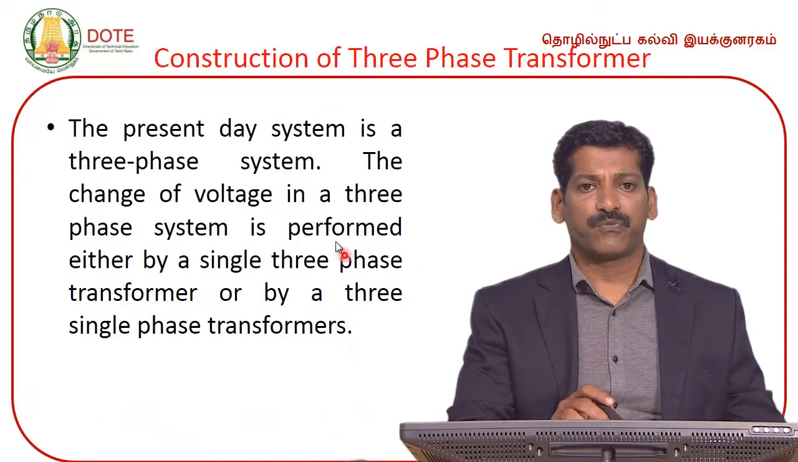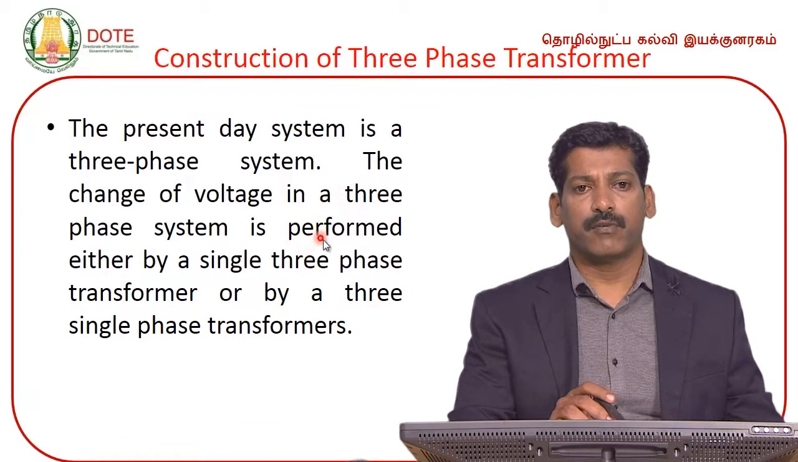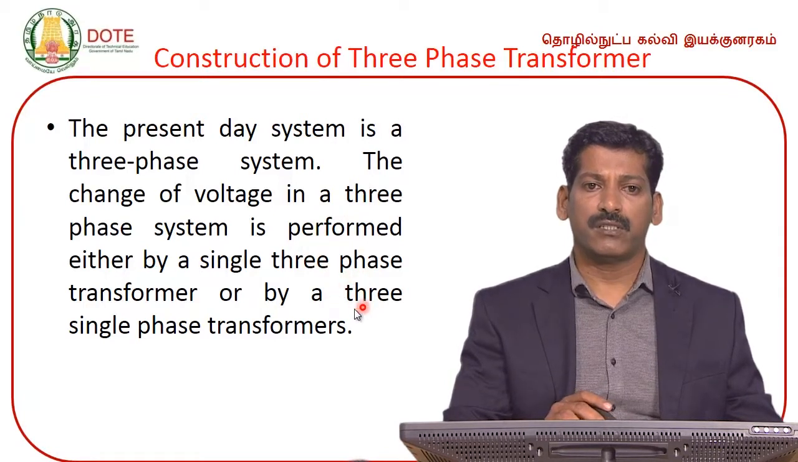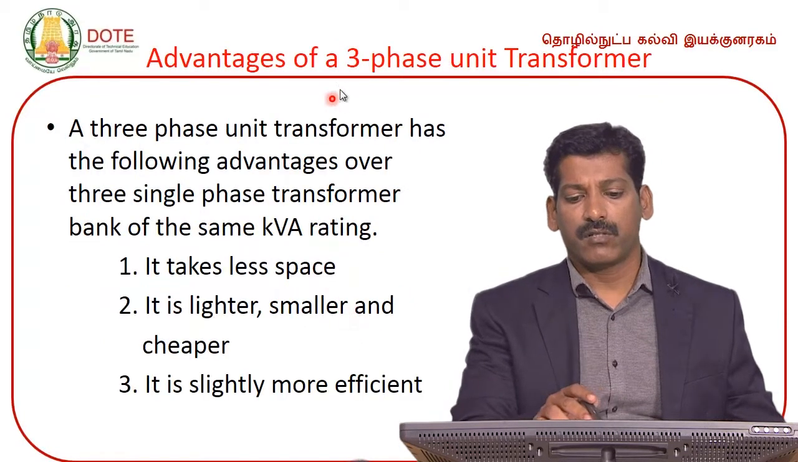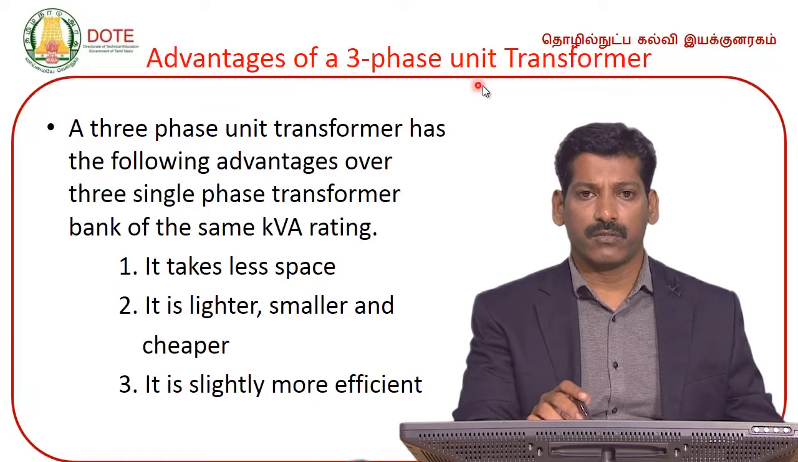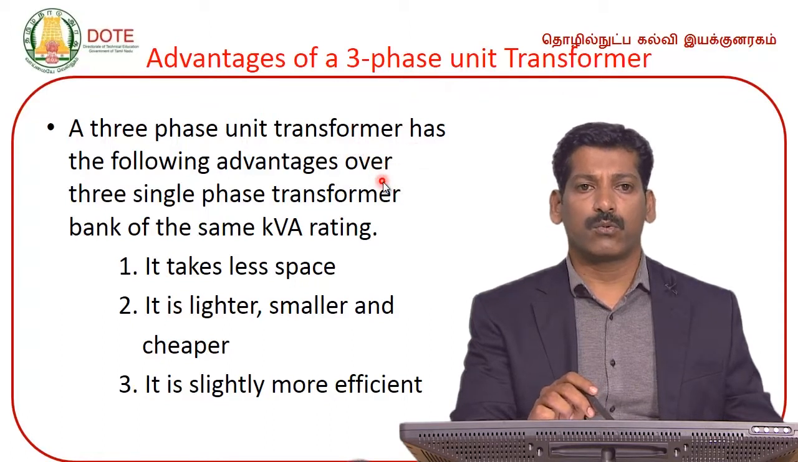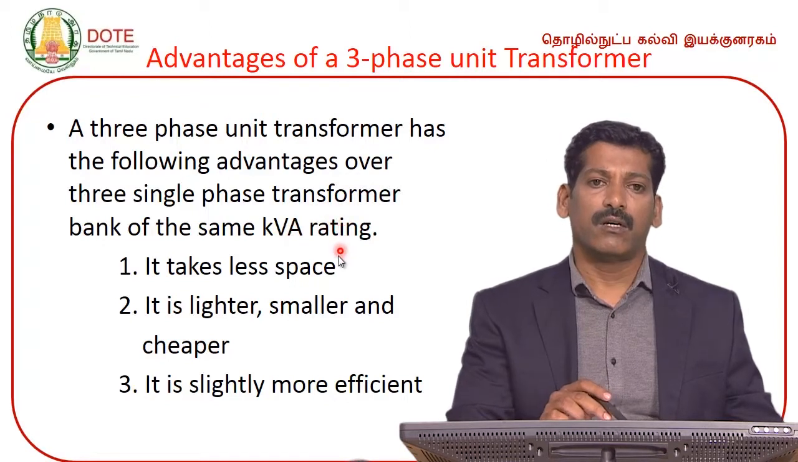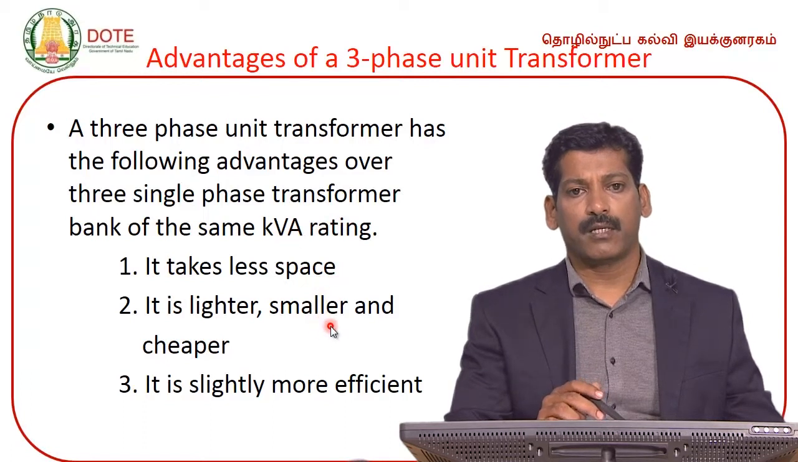The present day system is a 3-phase system. The change of voltage in a 3-phase system is performed either by a single 3-phase transformer or by 3 single phase transformers. Then, advantages of 3-phase unit transformer. A 3-phase unit transformer has the following advantages over a 3 single phase transformer bank of the same kVA rating. Number 1, it takes less space, it is lighter, smaller and cheaper, it is slightly more efficient.